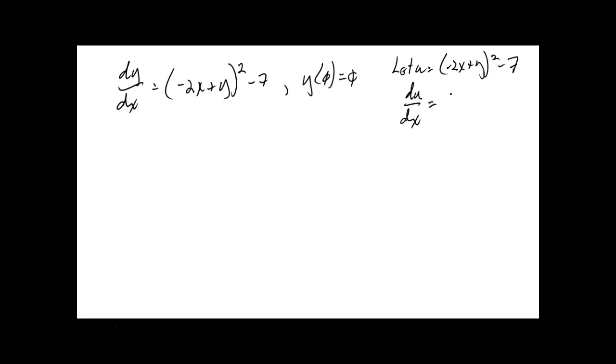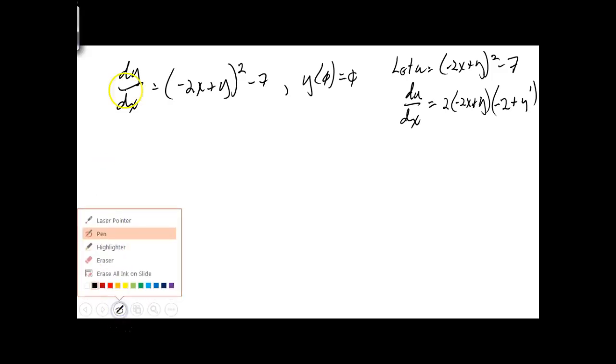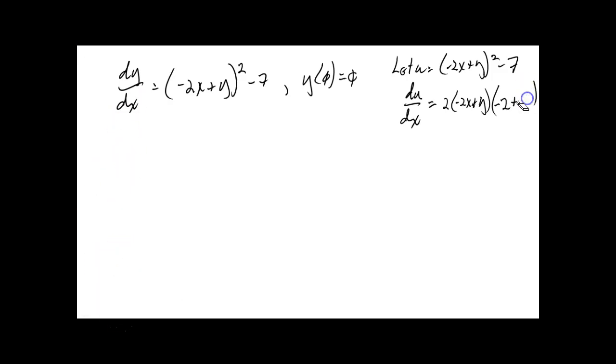Chain rule, right? What would that be? 2 times negative 2x plus y to the first power times negative 2 plus y prime, right? dy dx. Okay? Now they write it, and let me go on and write it as dy dx, because that's what they have here. I was just trying to write it shorter because I was running out of room. dy dx. Okay?